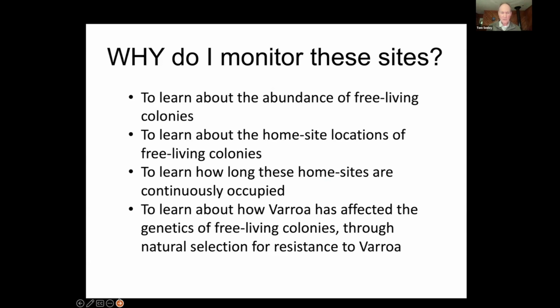But nobody knew. And when Varroa came in the early 2000s, or late 1990s, I monitored these colonies because I wanted to see what was going to happen at the population level, how Varroa affected the genetics of the free living colonies. And I suspected it would be a selective agent. It wasn't going to kill the population, but it would probably be a selective agent for resistance to Varroa.